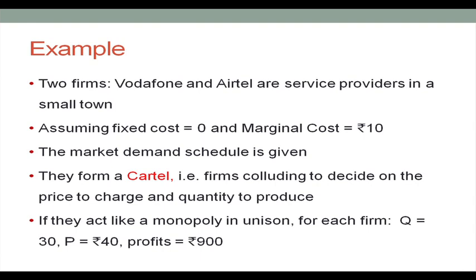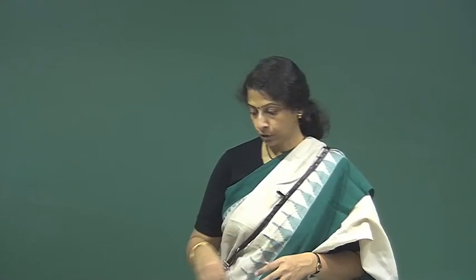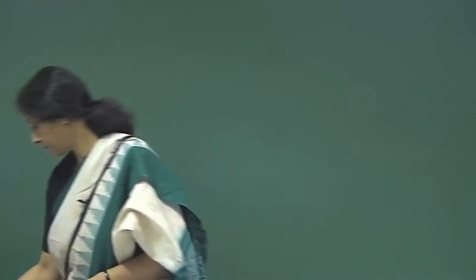So let's see what happens if they form a cartel. Cartel means firms colluding to decide on the price to charge and quantity to produce. That is what we mean by cartel. And here we will see that when they act as a cartel, they can decide to act as a monopoly. So let me first write down the demand schedule, and then from there we can see.